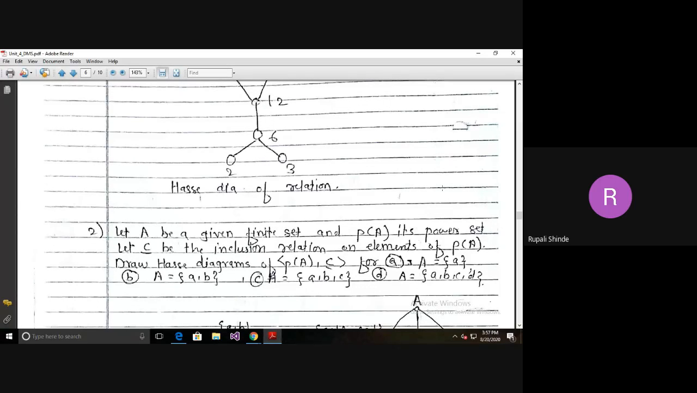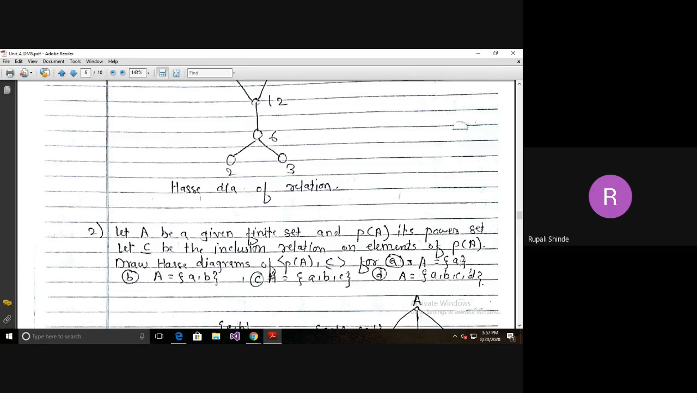Just they have told us that we have to draw a Hasse diagram for a set, and that set is P of A, means what? Partially ordered set, and that should satisfy the subset relation. Okay, so first set is given as set A. So first of all you have to find what is the power set for this set A.